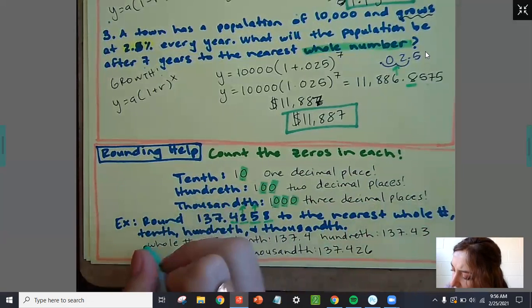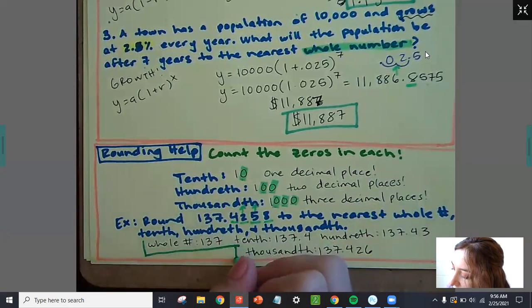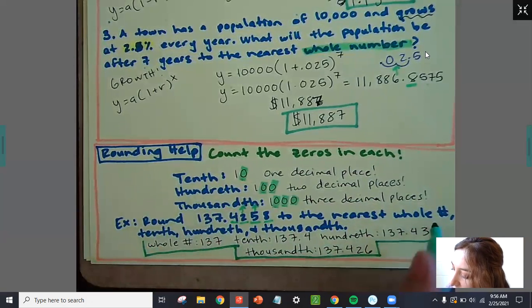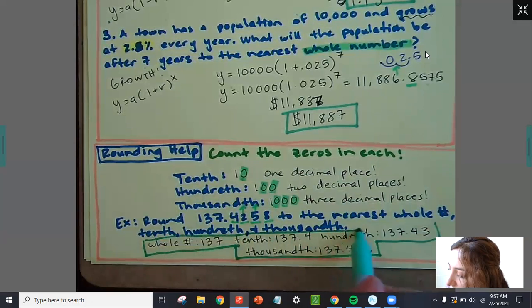Hopefully this helped you guys out with rounding. You either bump the number up 1 or you just leave the number the same. So you should never be bringing the number down or anything like that whenever you're rounding.